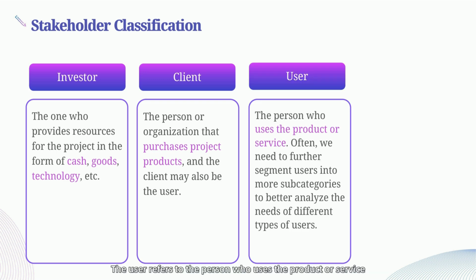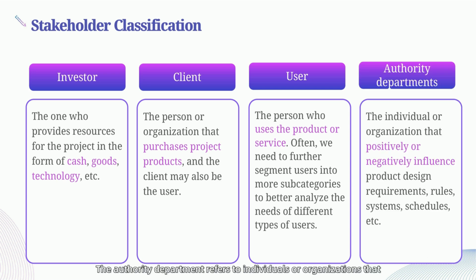The user refers to the person who uses the product or service. Often, we need to further segment users into more subcategories to better analyze the needs of different types of users. The authority department refers to individuals or organizations that positively or negatively influence product design requirements, rules, systems, schedules, etc.